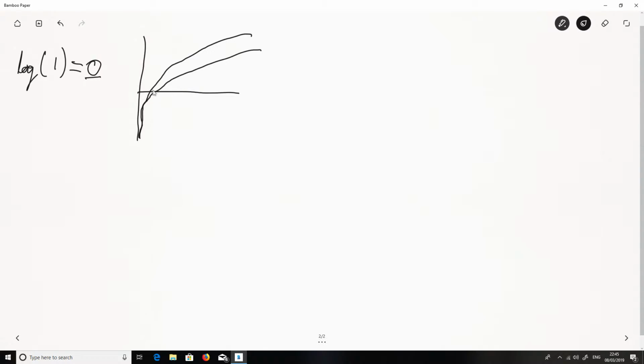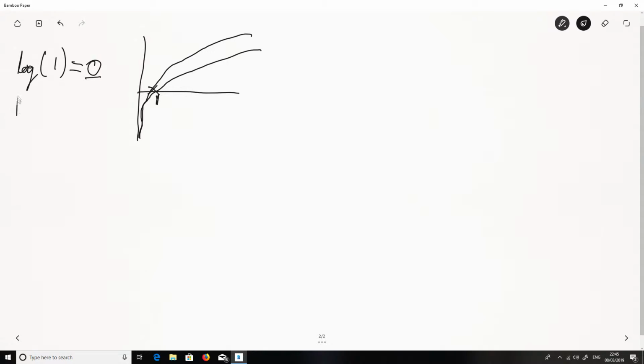But they will always cross through the same point, and that point will be 1. So at log of 1, where x is 1, the value will always be 0, because whatever logarithm you plot, it always crosses through the point (1, 0).